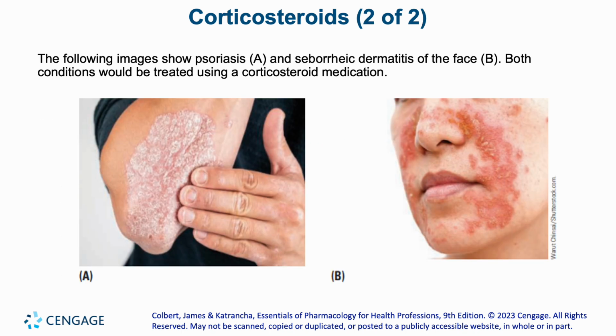The following images show psoriasis, A, and seborrheic dermatitis of the face, B. Both conditions would be treated using a corticosteroid medication. Both of these conditions are autoimmune, meaning that the body's immune system is responding inappropriately, causing these flare-ups, and so corticosteroids would help to kick that inflammation down.